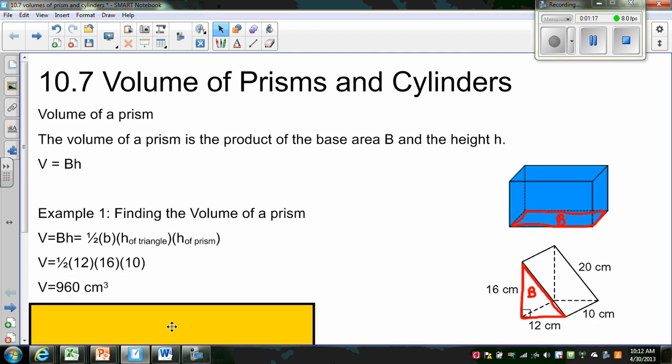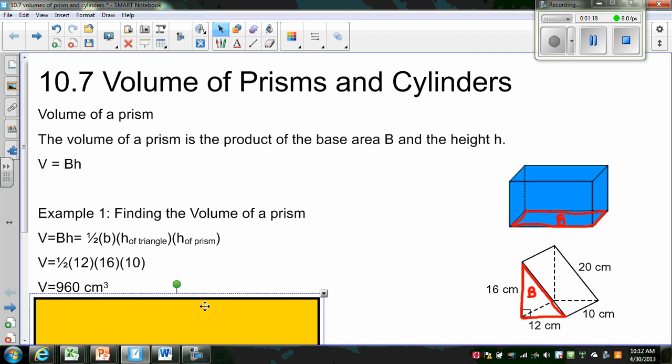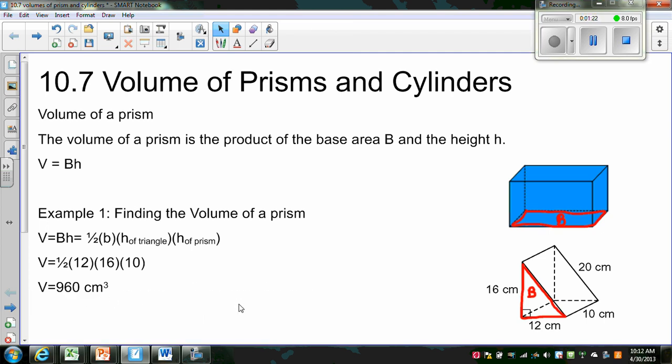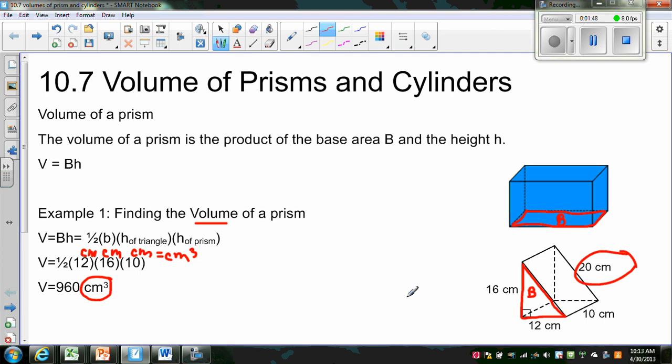So here we go. Because it's just multiplication, the volume equals 960 centimeters cubed. The key thing to remember here is our units are cubed because we multiplied 3 numbers together that are all measured in centimeters. So centimeters times centimeters times centimeters equals centimeters cubed. So always when finding the volume, make sure that your units are cubed. And be careful, in this case we didn't have to use this number. So I may give you numbers that you don't actually need.